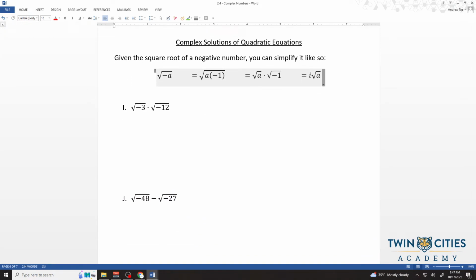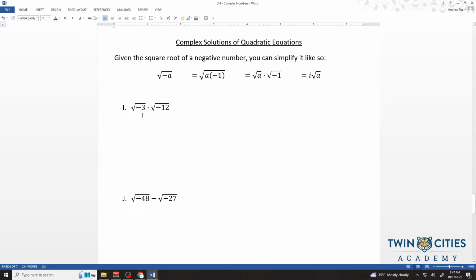Okay, a couple more things. Complex solutions of quadratic equations. So what we're going to do here is we're going to multiply some of these square roots together. We'll subtract some square roots, do some of these different operations, and see how these will simplify.